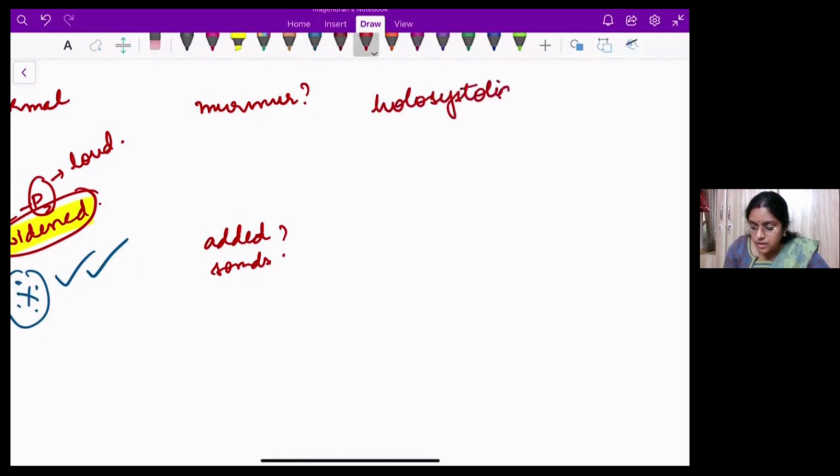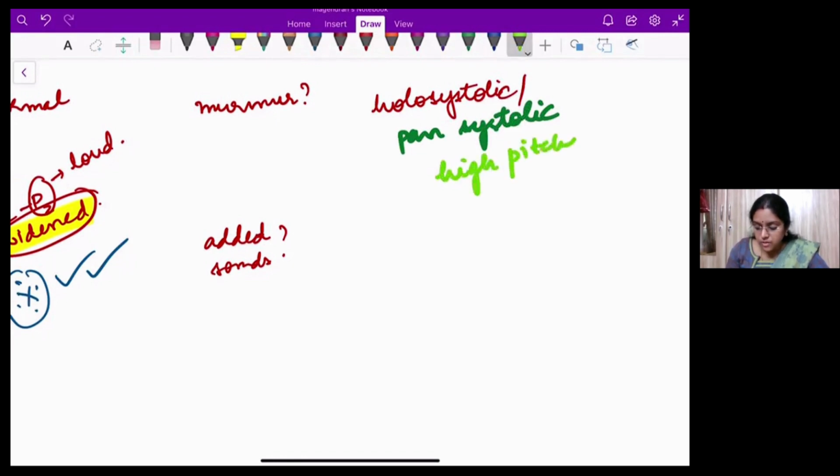Holosystolic or pansystolic. It is a high-pitched murmur. Holosystolic. Blowing kind. What is the character? It is a blowing kind of murmur. It is a high-pitched blowing murmur which is heard in the apex, apical region or the mitral region.